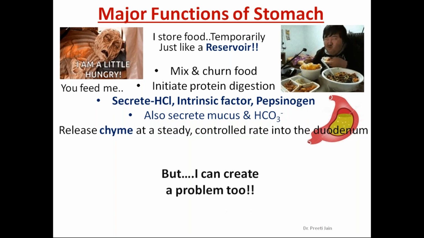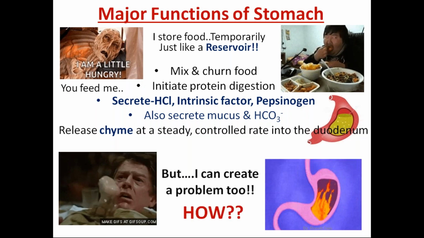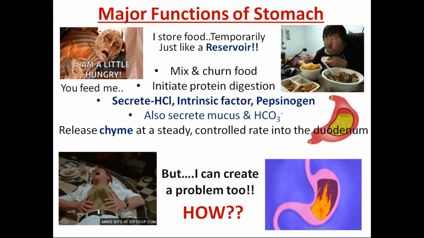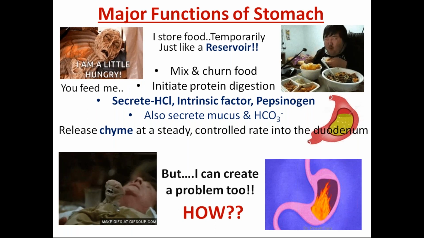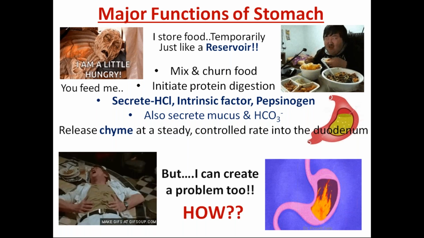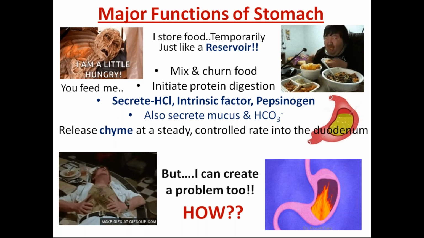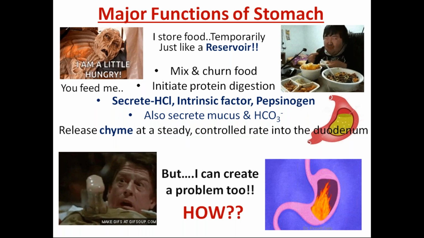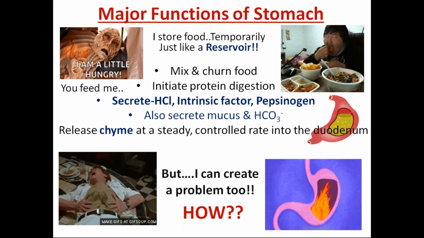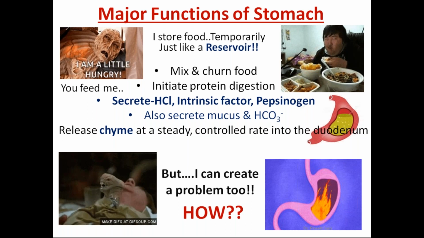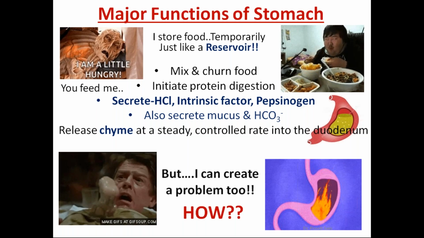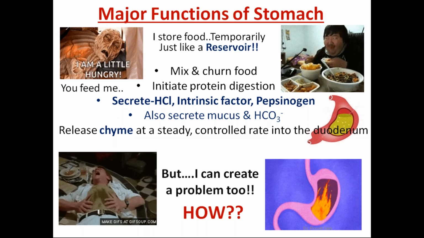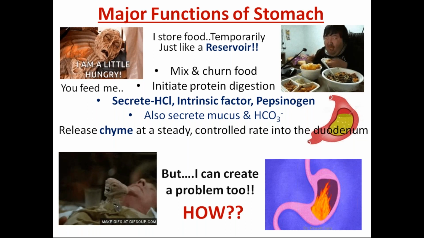But then not all is too good. If there is a disruption in the functioning of the stomach, it can create a problem too, right? So how can it create a problem? It is secreting acid, intrinsic factor, an enzyme, mucus, and bicarbonate. So there can be a derangement in any of these secretions. There can be hyper or hyposecretion of these substances, so it can create a problem. And of course, there are some defense mechanisms within the stomach which again can be deranged, and they can cause problems in our stomach, right?